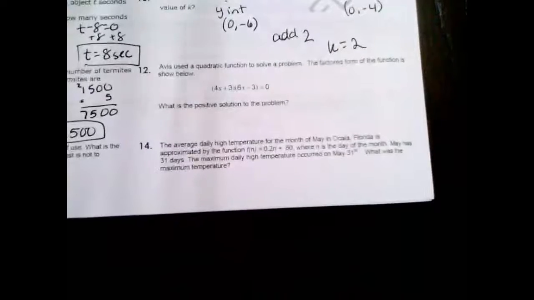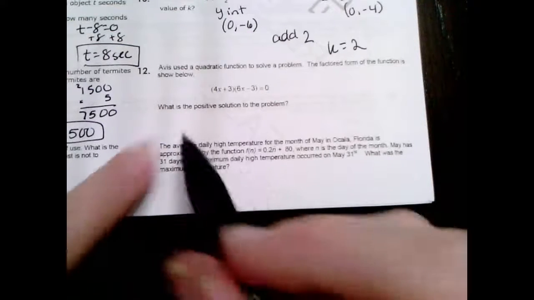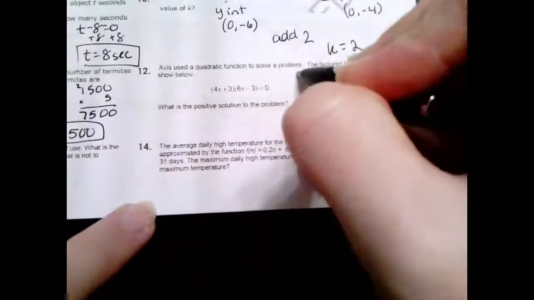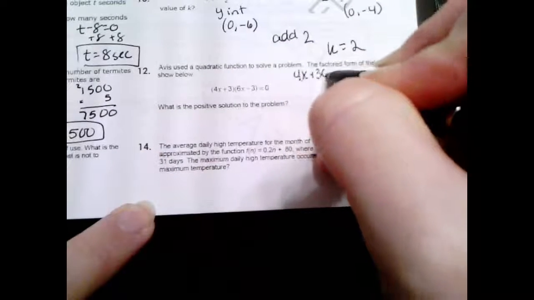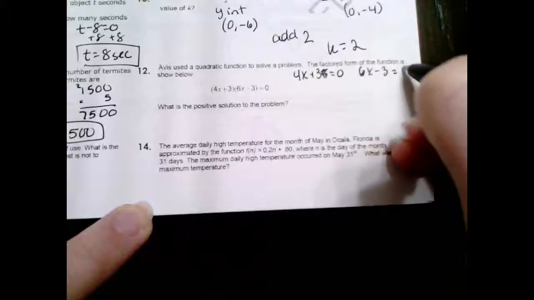Okay, 12, Avis is using a quadratic function to solve a problem. The factored form of the function is shown below. What's the positive solution to the problem? Remember what I told you guys. Set these both up equal to 0, go through and solve, and then interpret the answer. So 4x plus 3 equals 0. 6x minus 3 equals 0.